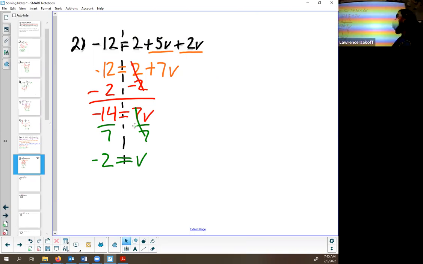I plugged that into the very original equation. Let's see, 5 times negative 2, that's negative 10. 2 times negative 2, that's negative 4. So I get 2 minus 10, that's negative 8, minus 4 does take me all the way to negative 12.